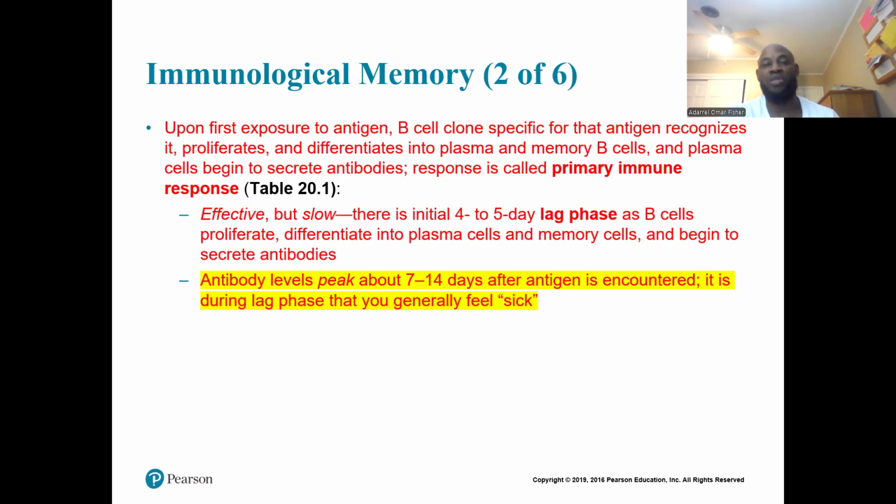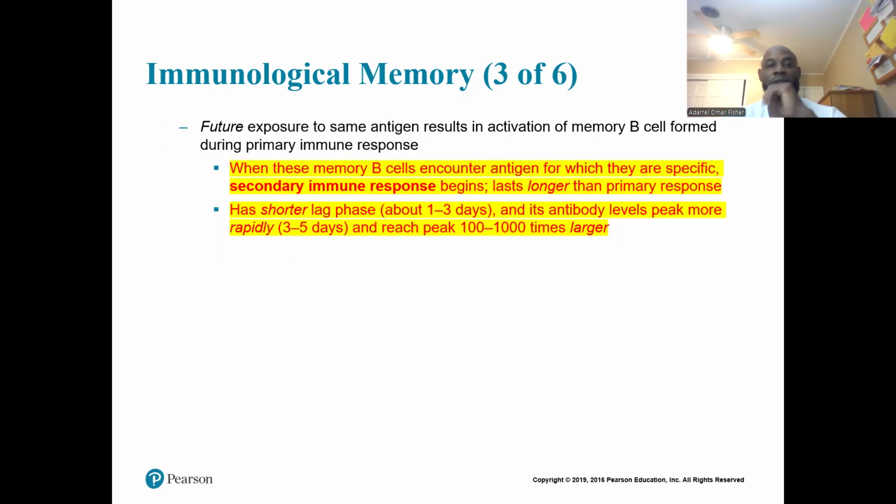And this response is called the primary immune response. Right? This is a slow response, a 4 to 5 day response as B cells proliferate, differentiate into these plasma cells and memory cells, and begin to secrete antibodies in response to this specific antigen. The antibody levels peak around 7 to 14 days, and it's during this lag phase that you feel sick.